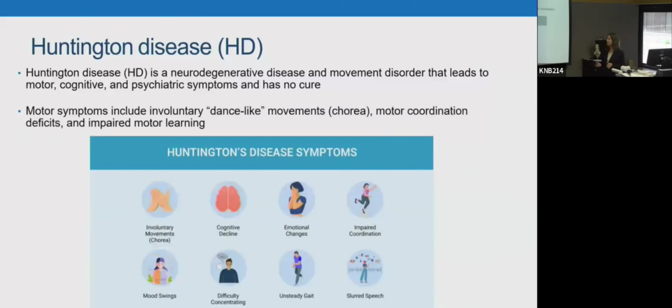The motor symptoms include involuntary dance-like movements, termed chorea symptoms, motor coordination deficits, and impaired motor learning. I'll talk about all of these in a bit more detail in a few slides later on in the presentation.